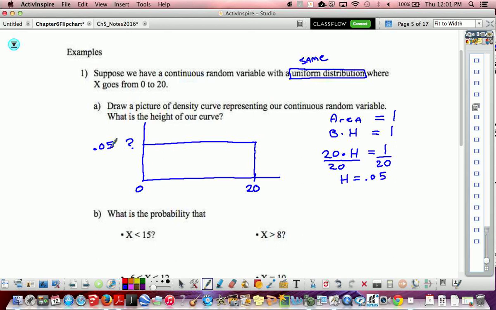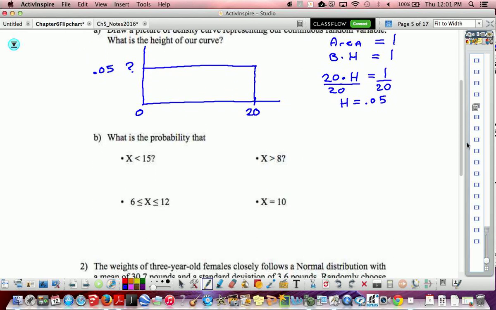So now what we can do is answer the following questions here. In part B, it says, what's the probability that x is less than 15? So a lot of times what I do to answer these questions is draw a little sketch of it. I know it goes from 0 to 20 now. I know the height is 0.05. Here's my density curve. I'm looking for values that are at 15, or really less than 15. So I'm going in this direction. So the question becomes, what's that area?